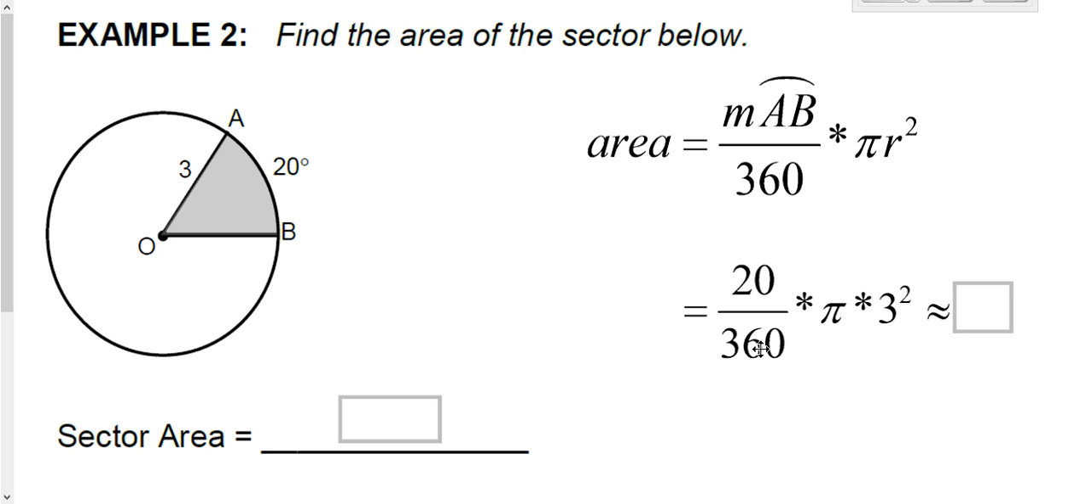So again, we can put that in our calculator, check it, do it with your calculator, and see if you get the same answer as me. Round it to the nearest tenth. I have 1.6 approximately. Pretty small because, again, this is a pretty small fraction of the circle, only 20 out of the 360 degrees.